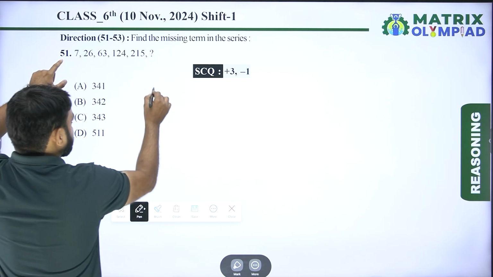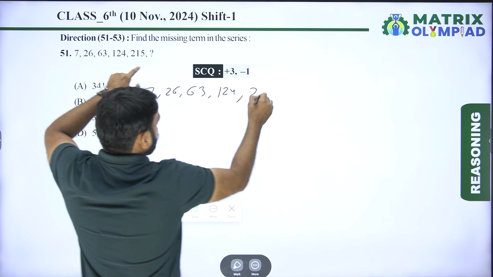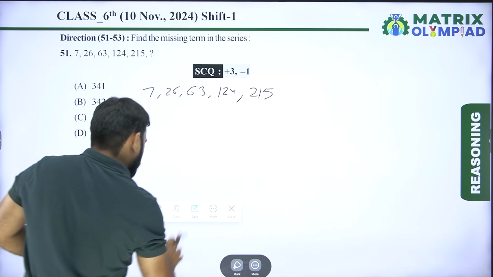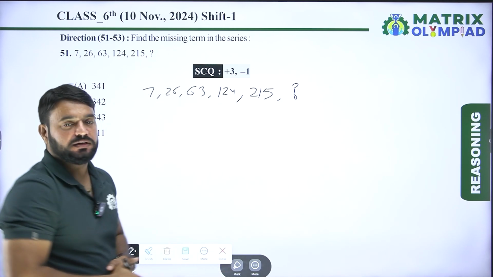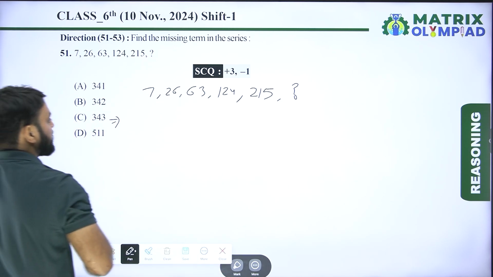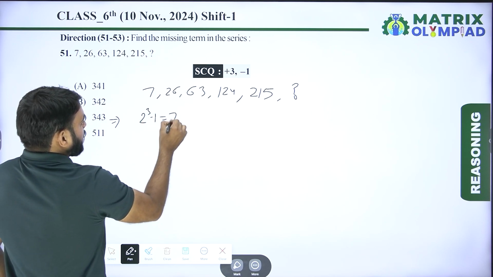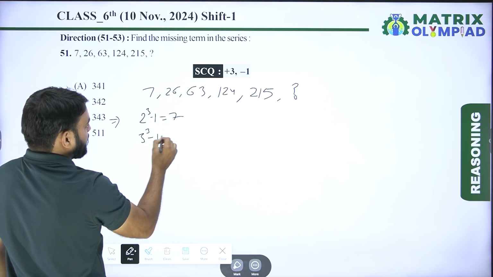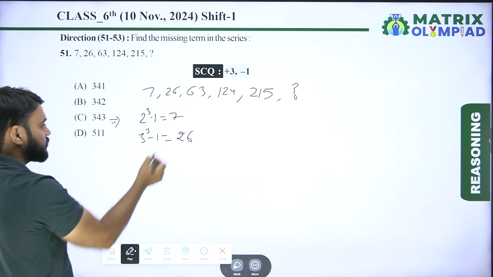So the series is 7, 26, 63, 124, 215, and we have to find the next number after 215. First find the pattern of the given series. The pattern is 2 cube minus 1, it means 7. Now 3 cube minus 1, it means 26, because 3 cube is 27, minus 1 is 26.